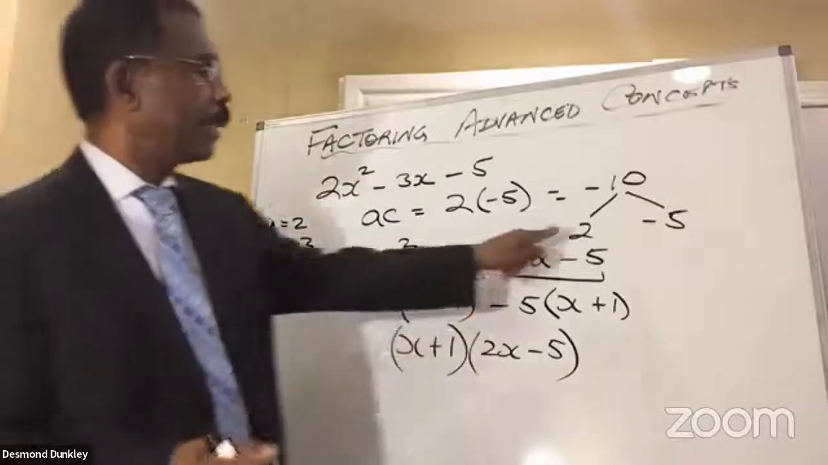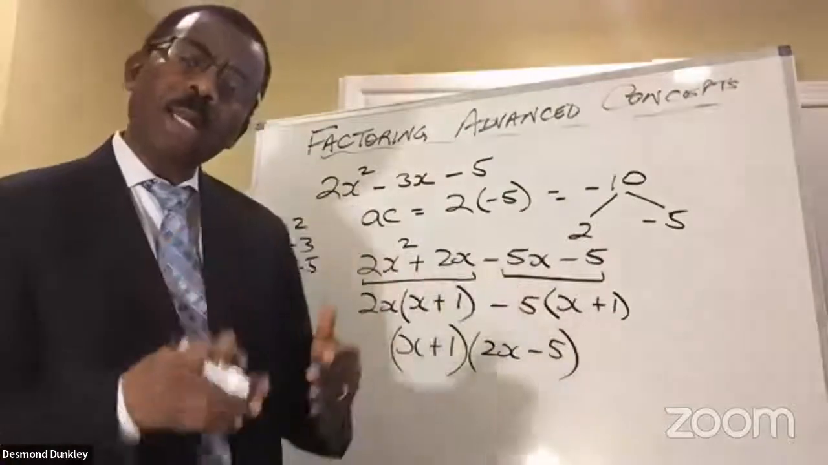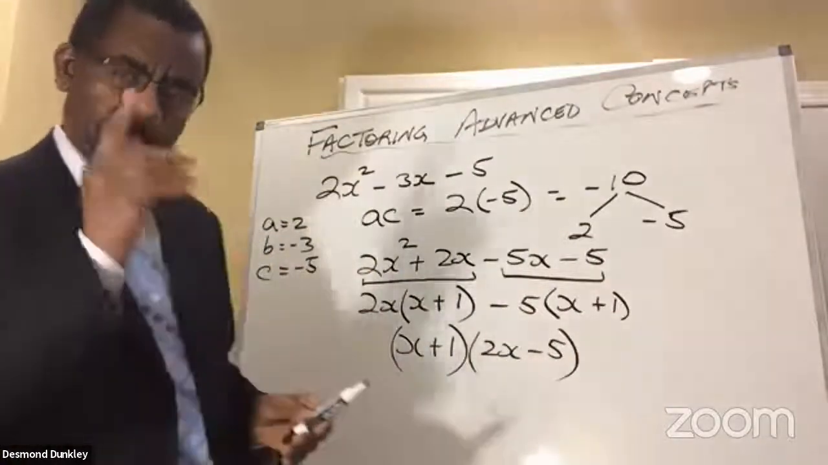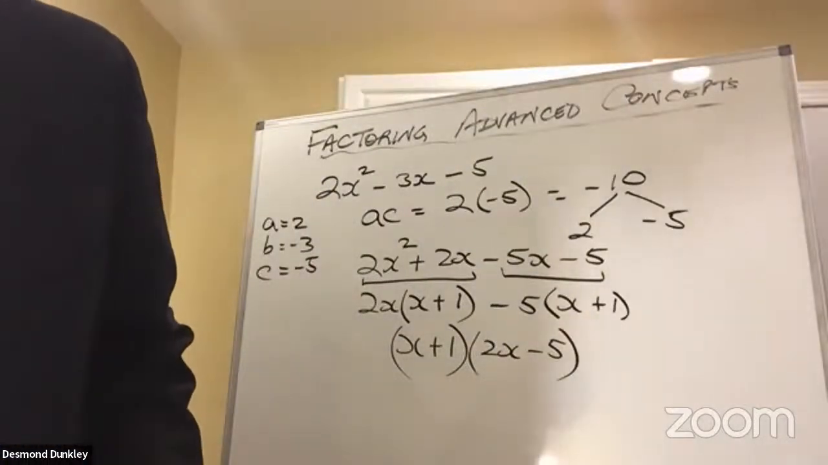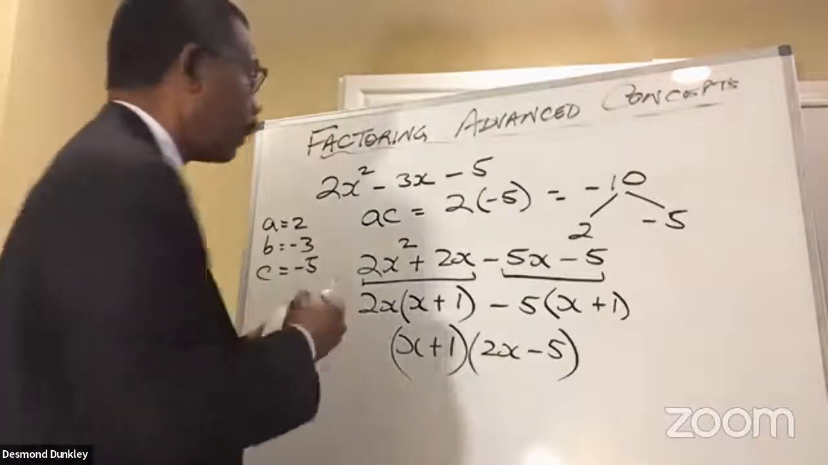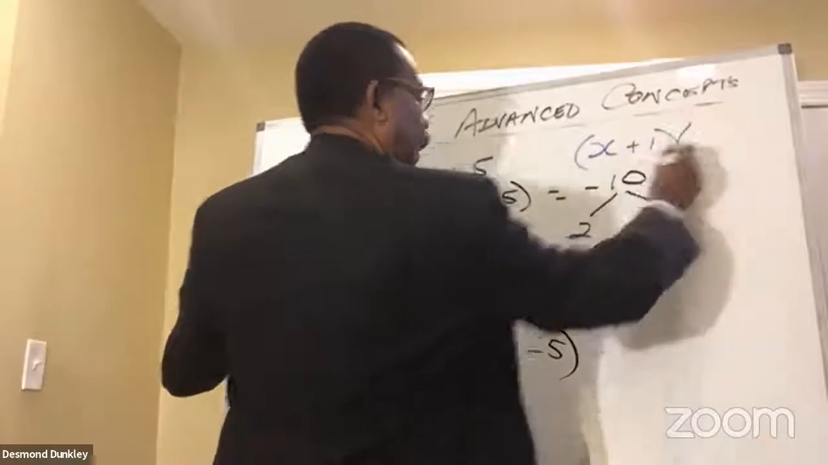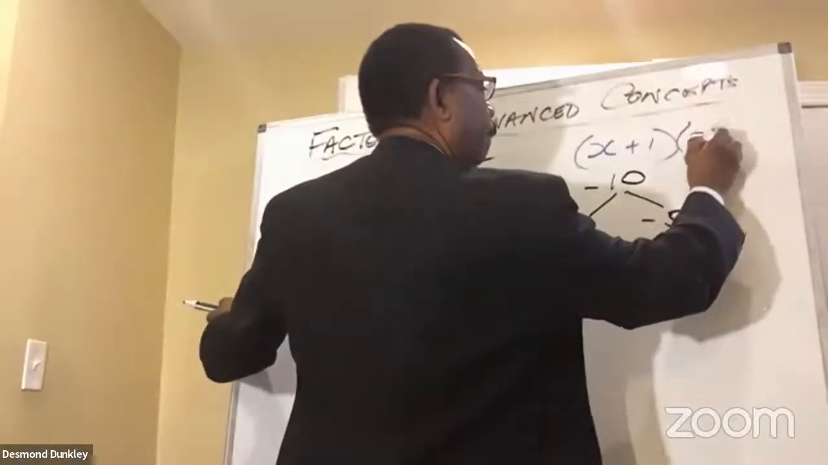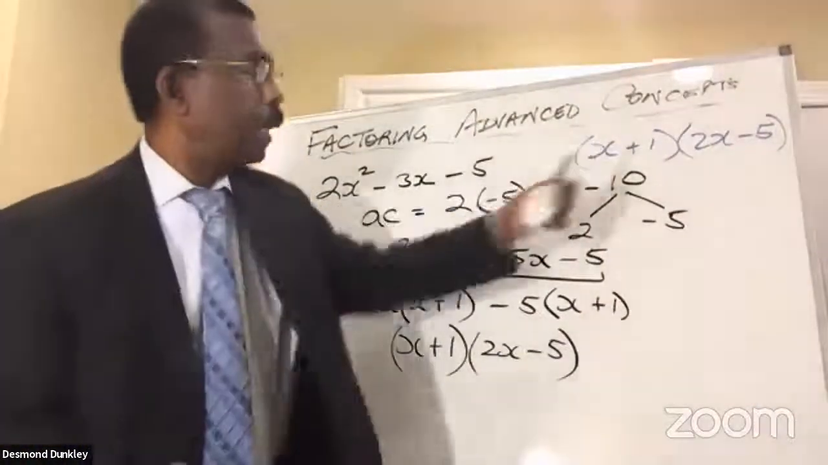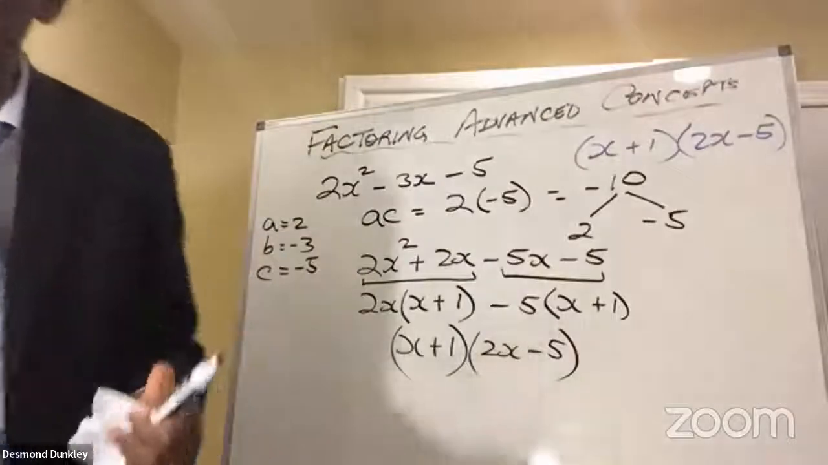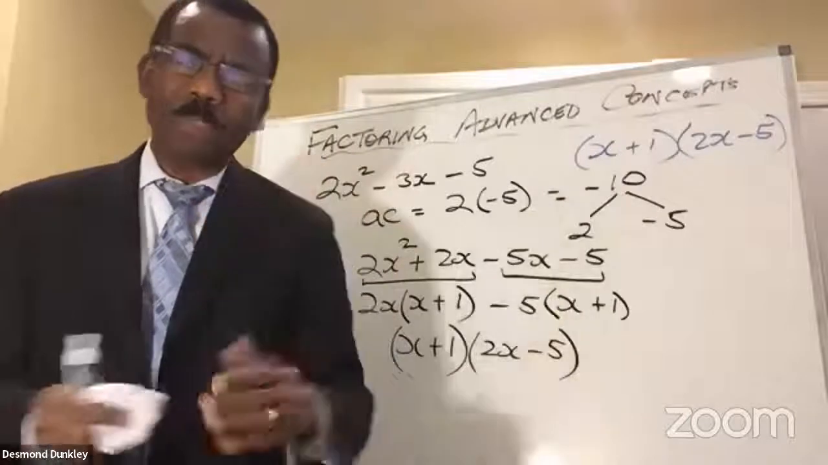Now, I did say to you that it doesn't matter if you put the negative 5 first and the 2 after. I'm going to work and show you that we get the same result. I'm going to do that right now. So what is the result we're looking for? The result we're looking for is x plus 1 times 2x minus 5. I am going to switch these two numbers around and show you that we end up with the same answer. Let's go.